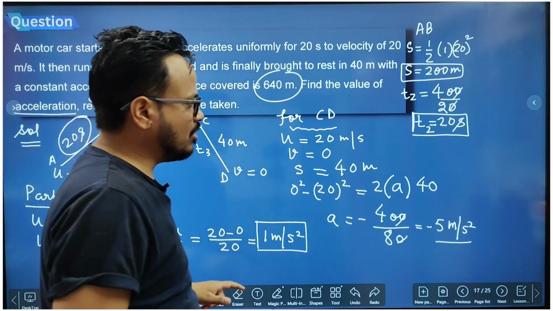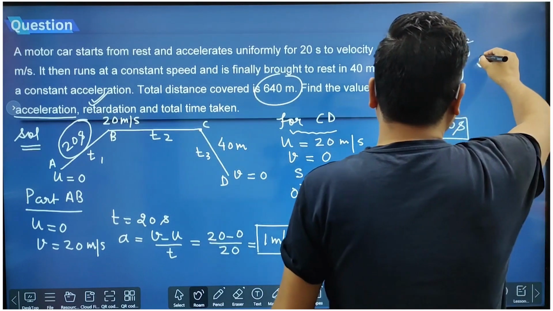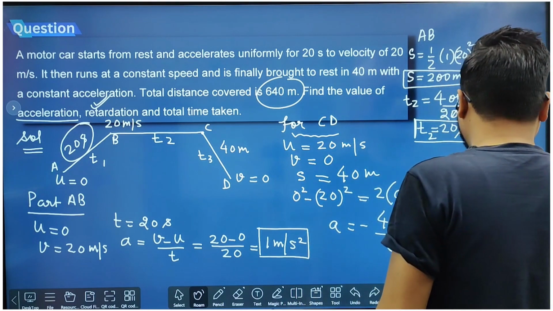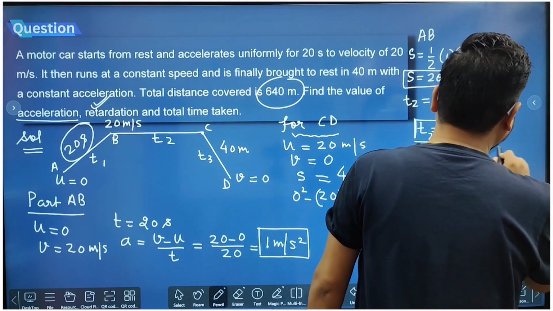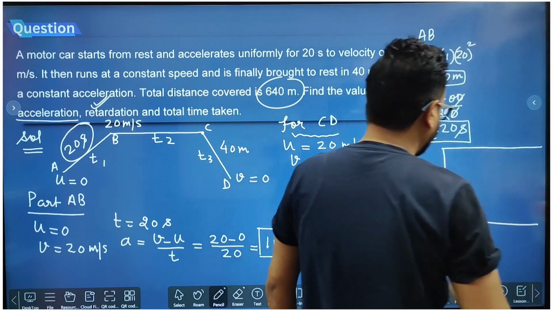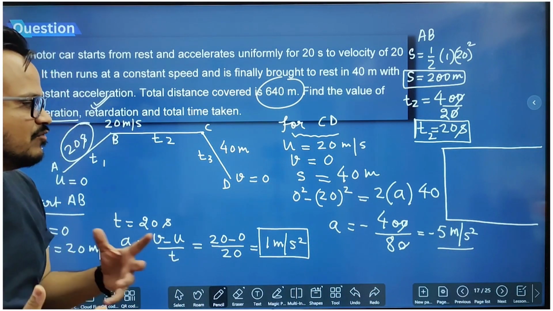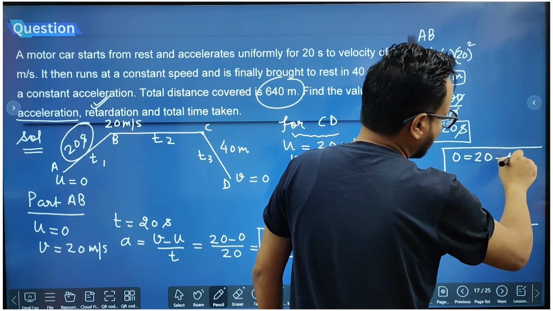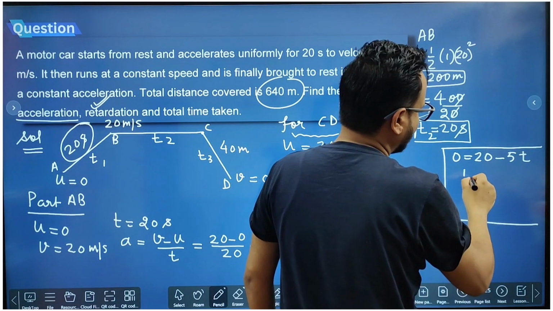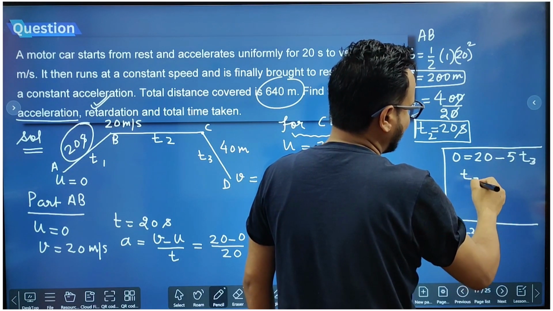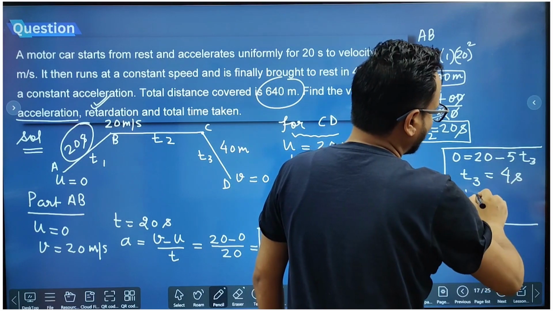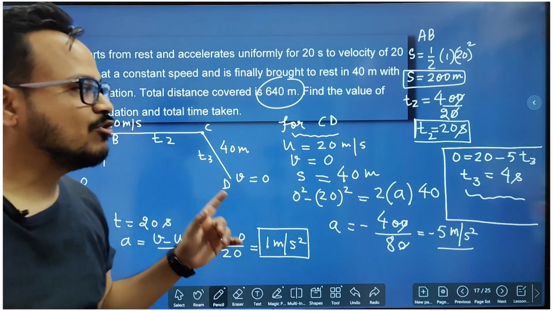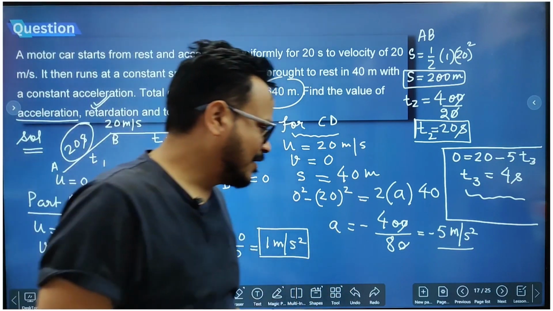Because for this part we already know all the data. So let's apply. Okay, I'll write it here. For T3, we can apply the first equation, v equal to u plus at. So v equal to u plus a, which is minus 5, into T. So this T3 is 20 by 5, that is 4 seconds. So total time is T1 plus T2 plus T3, which is 20 plus 20 plus 4, that is 44 seconds. Correct? Next.